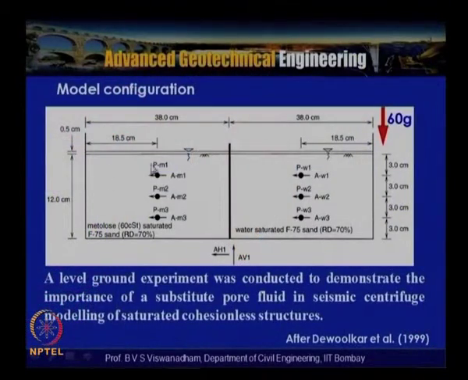And further this was verified in a centrifuge by using a split container, and the split container has two compartments. One has metolose as the pore fluid and the other has water as the pore fluid, and they are separated by a leak proof separation. These are the horizontal accelerometers in the horizontal direction, the vertical accelerometers in the vertical direction, and these are the accelerometers in the water as the pore fluid.